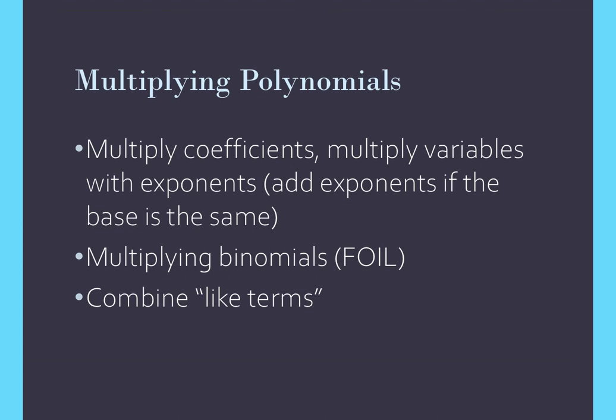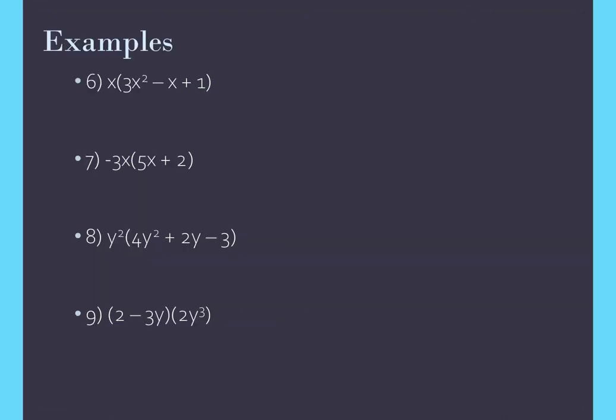Okay, next up is multiplying the polynomials. So that was adding, subtracting, now we're going to multiply. When we multiply polynomials, we're going to multiply the coefficients, we're going to multiply the variables with the exponents, and when we multiply variables with exponents, we just add the exponents if the base is the same. And then if we're multiplying binomials, binomial means two terms, so two parentheses with two terms, we FOIL: first, outer, inner, last. And then at the end, obviously, you're going to always combine like terms. So the last step you want to do is making sure that you can combine your like terms. All right, so they look like this.